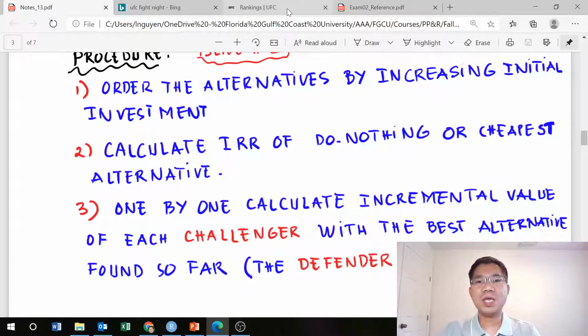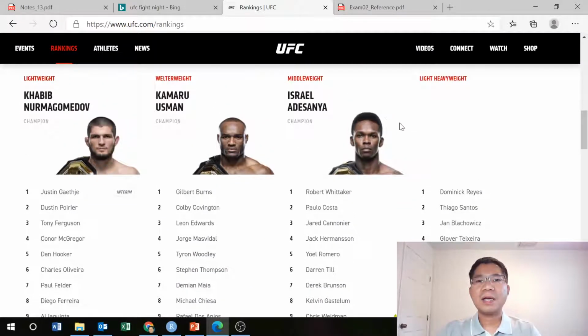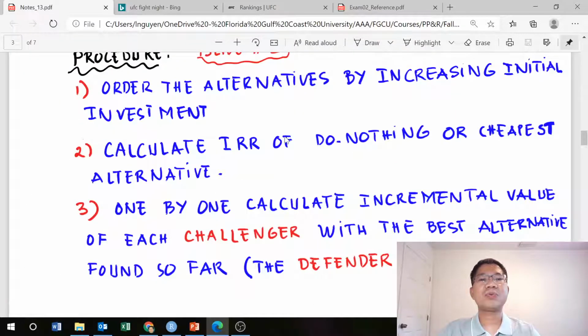And similar to here, Adesanya is the defender. Paulo Costa have to show that he better than Adesanya to become a new defender. And as you can see the ranking here, so exactly the same method we're talking about here, challenger, defender concept. And in the next problem, problem 2, we apply only step 3, just to know how to do the challenger, defender, fighting the two. And then problem 3, we go on of the 3 step, 1, 2, 3, with multiple alternative.